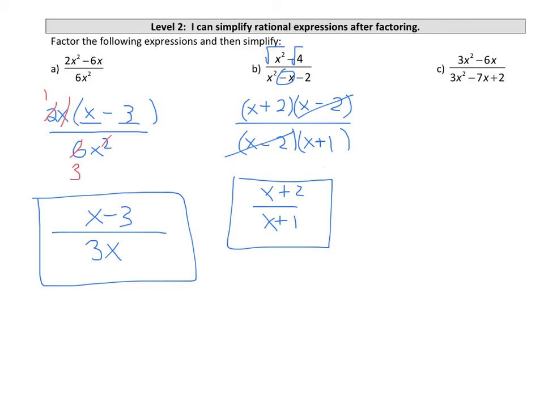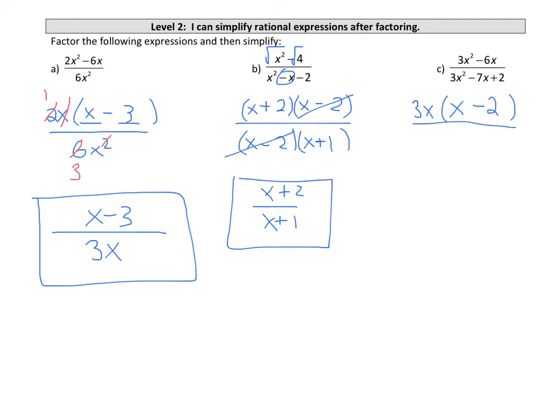Okay, in our last example, again, we start by factoring. We check for a GCF. On the top, there is a GCF. We can factor out 3x. 3x times x is 3x squared, and 3x times minus 2 is minus 6x.